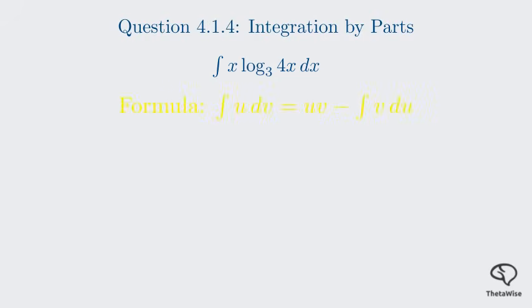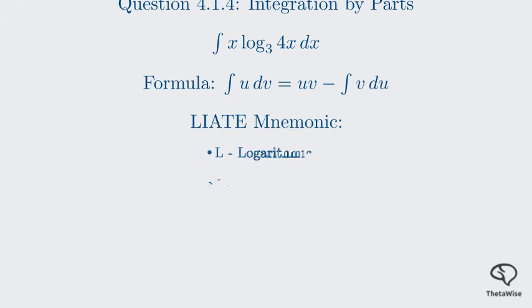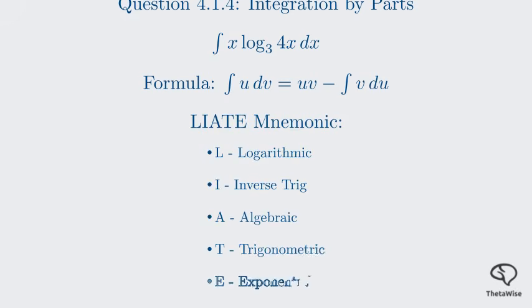The most important part of this method is choosing which part of the integrand is u and which part is dv. A helpful mnemonic for this is LIATE. LIATE stands for logarithmic, inverse trigonometric, algebraic, trigonometric, and exponential. It's a general guide for choosing u. We want to choose u to be the function that comes first in this list.